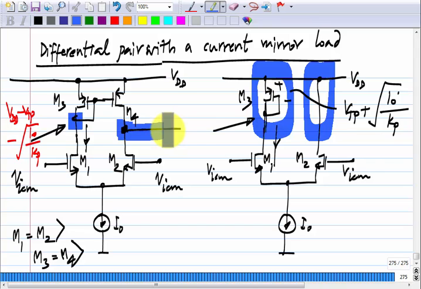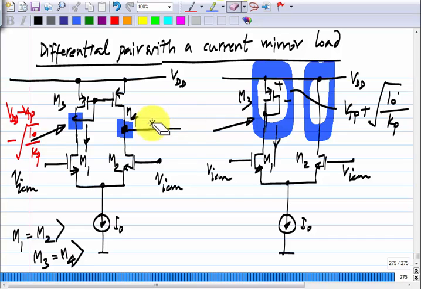You could see the drain current of a MOS transistor is primarily determined by VGS, okay, but it is also influenced by VDS. So, it is possible for two transistors to have the same VGS but different VDS and have slightly different currents. So, how do I know that the currents are not slightly different from I0 by 2 and I0 by 2? Assume that the voltages are different and see if that is possible or not, okay.